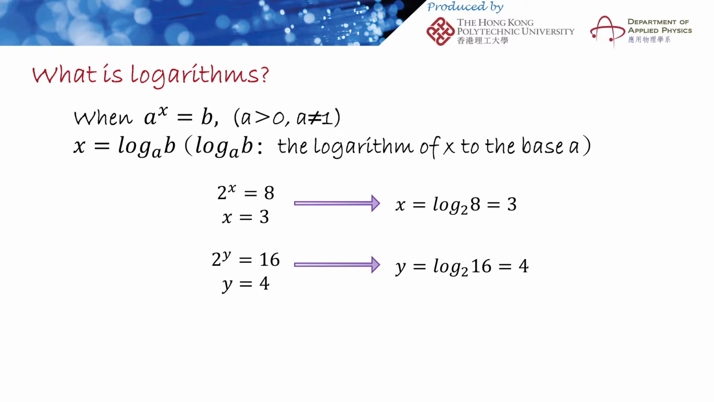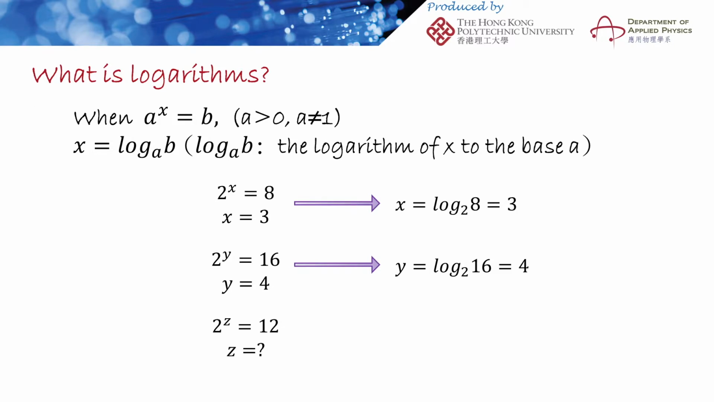These two questions are quite easy. You may say that no matter whether logarithm is applied or not, the answers can be obtained easily. So we can look at this question. 2 to the power z is equal to 12. Can you give me a number for z to satisfy this equation? You may know that the answer of z would be between 3 and 4. It is a decimal number. Then that's all. You have no idea of this decimal number.